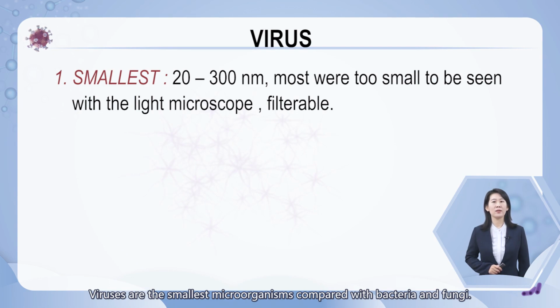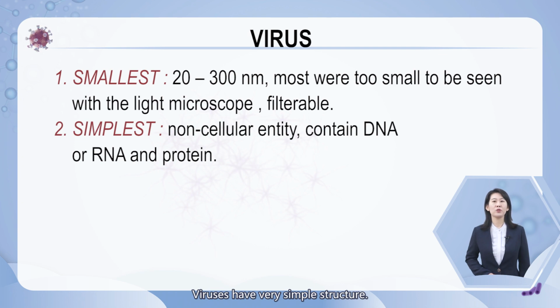Viruses are the smallest microorganisms compared with bacteria and fungi. Most viruses are too small to be seen under the light microscope, and they can pass through the bacterial filter. Viruses have very simple structure. They are acellular microorganisms, consisting of an internal core surrounded by a protective coat of protein called capsid. The internal core contains either DNA or RNA, but not both. Some viruses have an outer lipoprotein membrane called envelope.